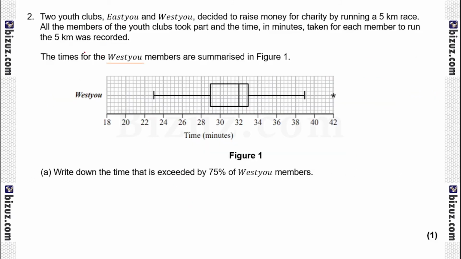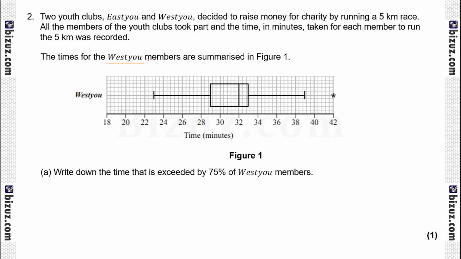All right. Now, question number 2. Two youth clubs, East U and West U, decided to raise money for charity by running a 5-kilometer race. All the members of the youth clubs took part, and the time in minutes taken for each club to run the 5 kilometers are recorded.